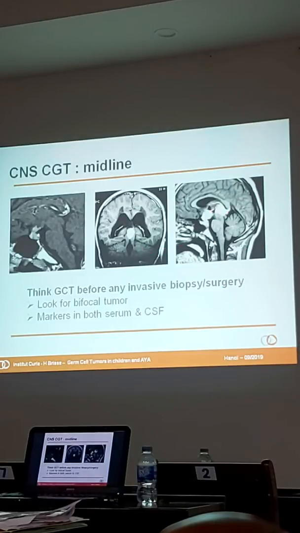Sometimes you can have germ cell tumor occurring in both locations at the same time. So the reflex for the radiologist, when you see a pineal gland mass, is to always look precisely at the pituitary stalk, and vice versa. This pattern with both locations is so characteristic for this tumor that you don't need a biopsy. You're sure it is a malignant germ cell tumor. It's very typical. So in this situation, we don't ask for a biopsy, even if markers are negative.